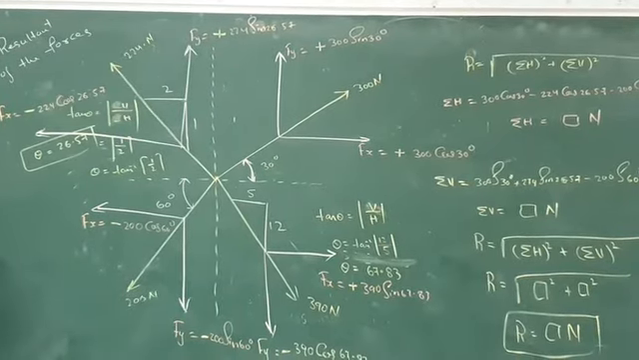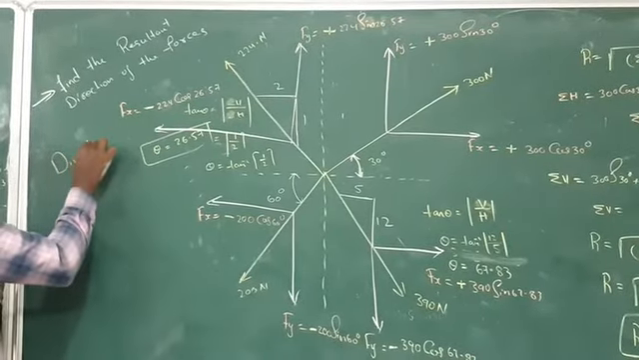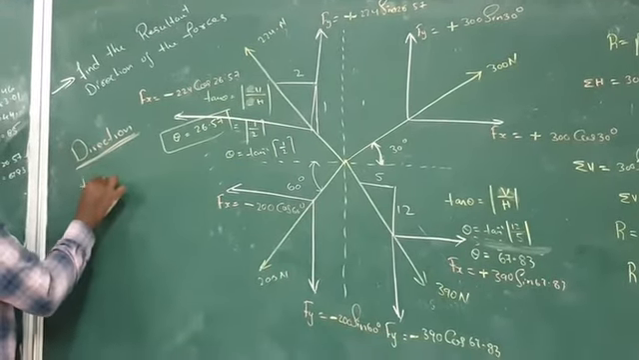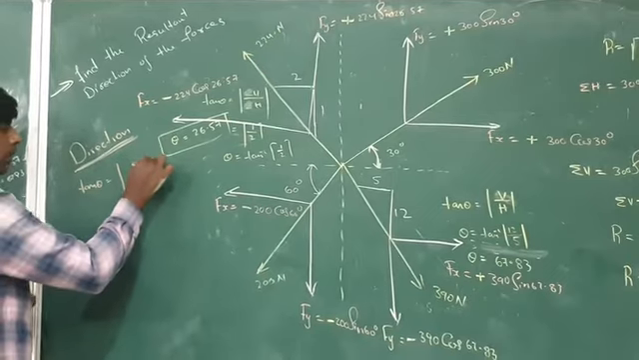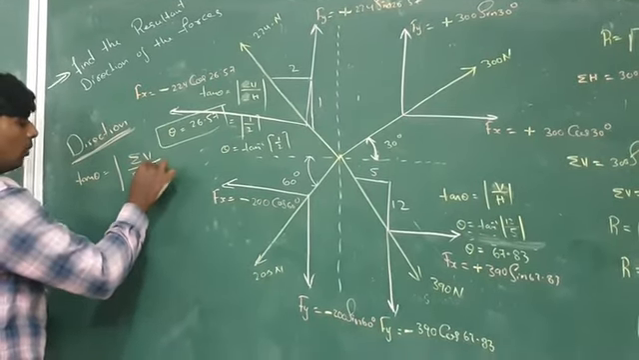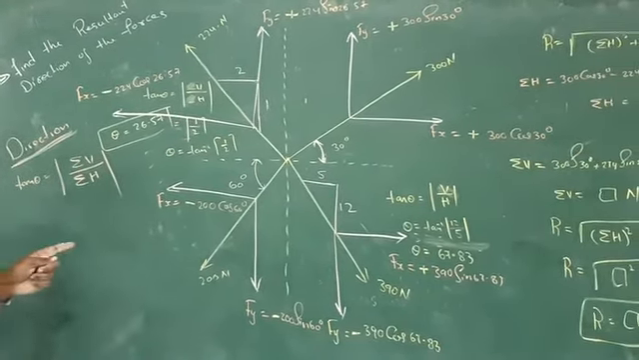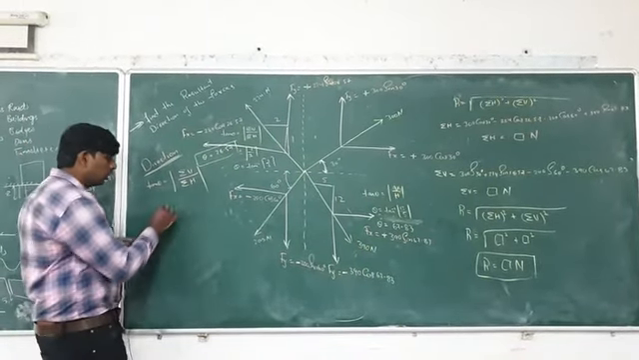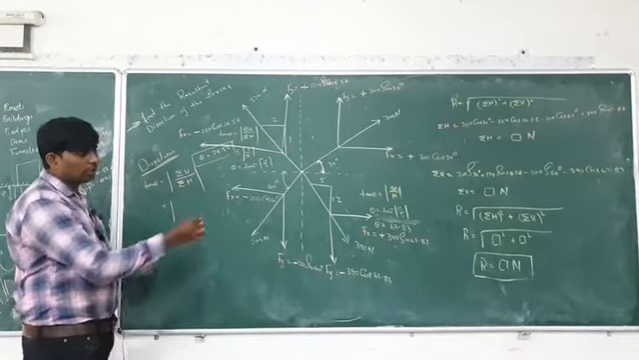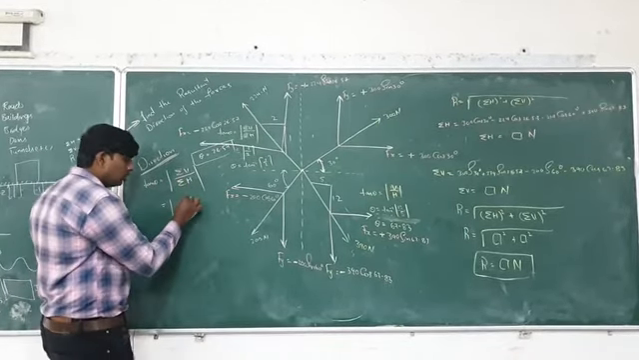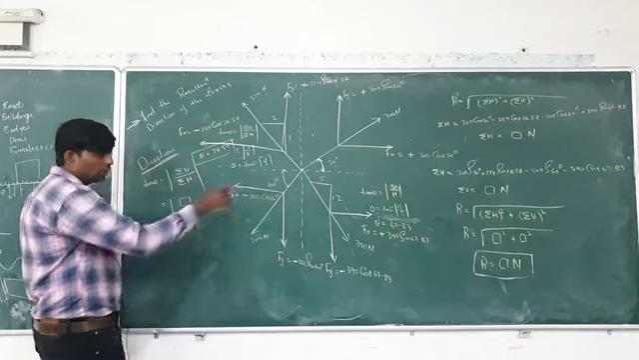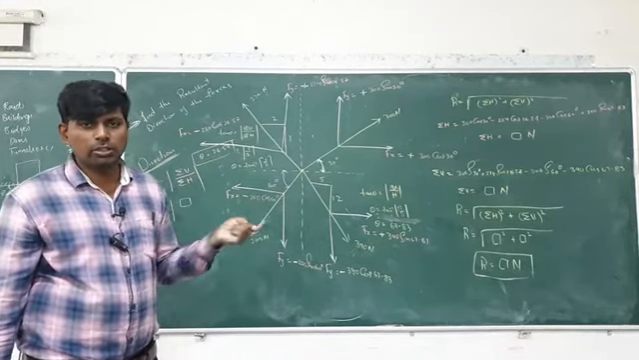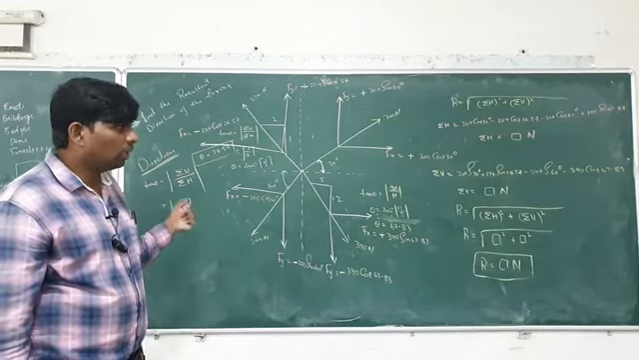Next, you have to find the direction. For finding the direction, tan theta is equal to modulus of sum of vertical by sum of horizontal. The sum of vertical value is already there, so you have to substitute that. With the help of a calculator, solve that and you will get some value. Substitute that value here.